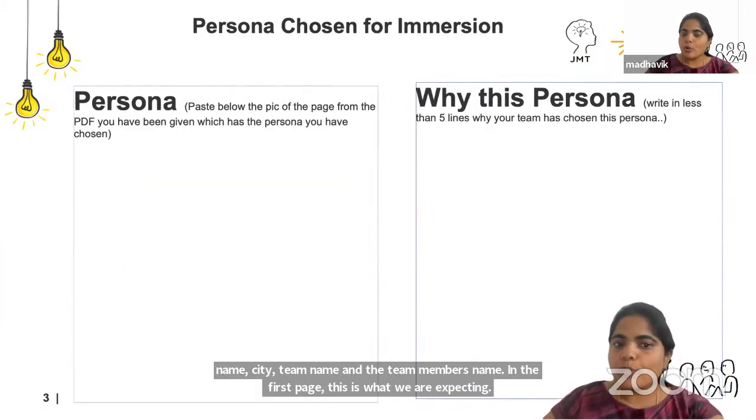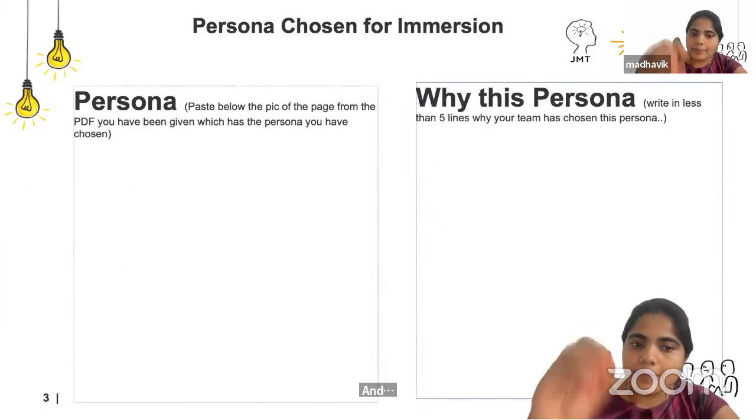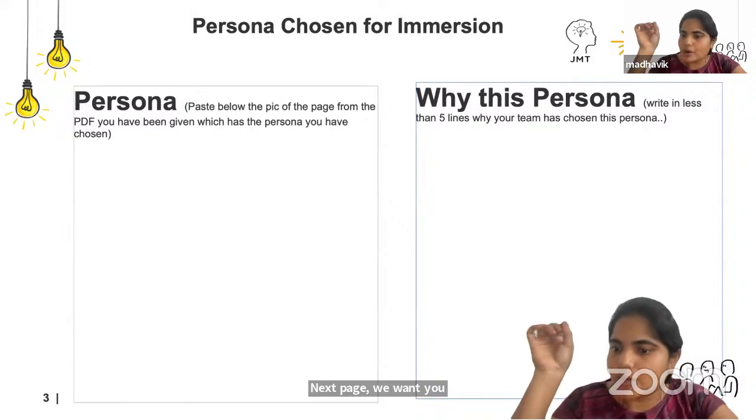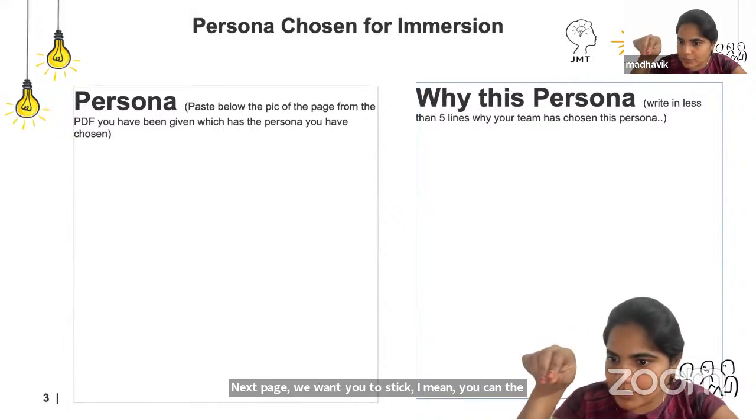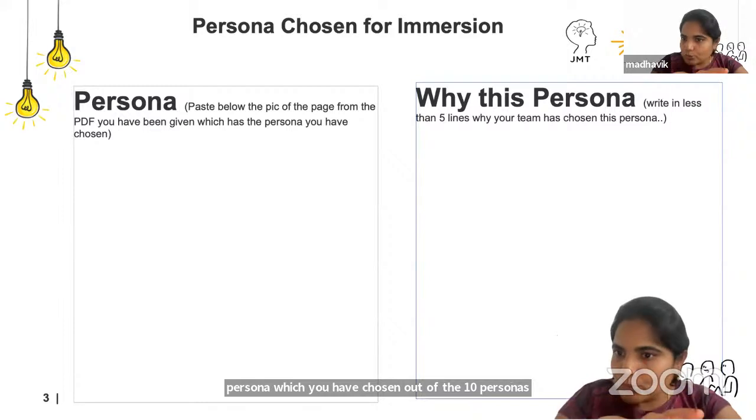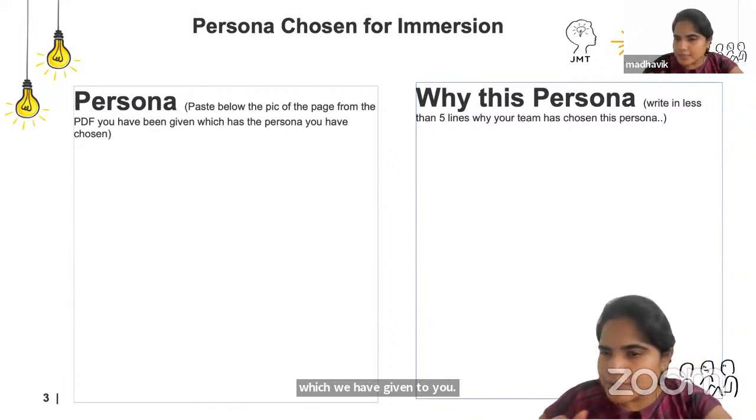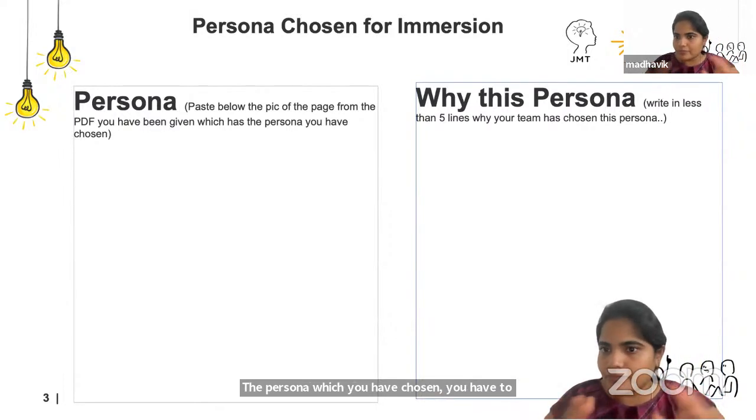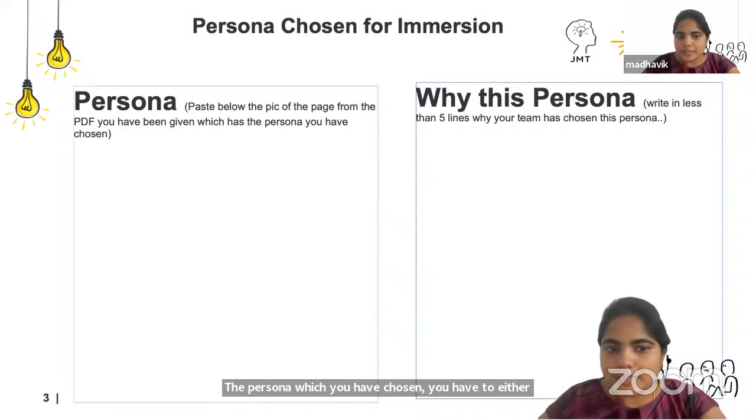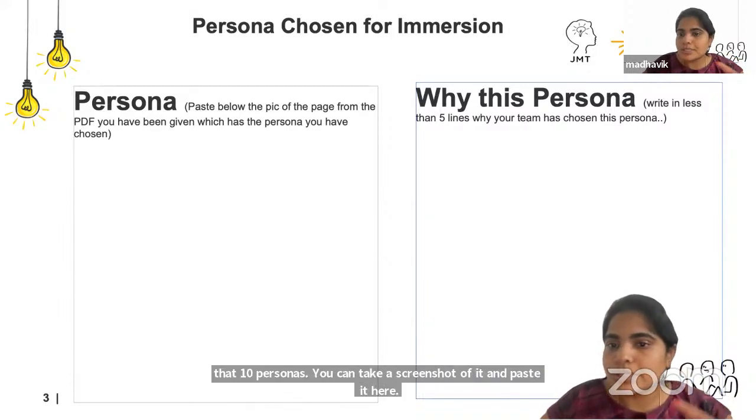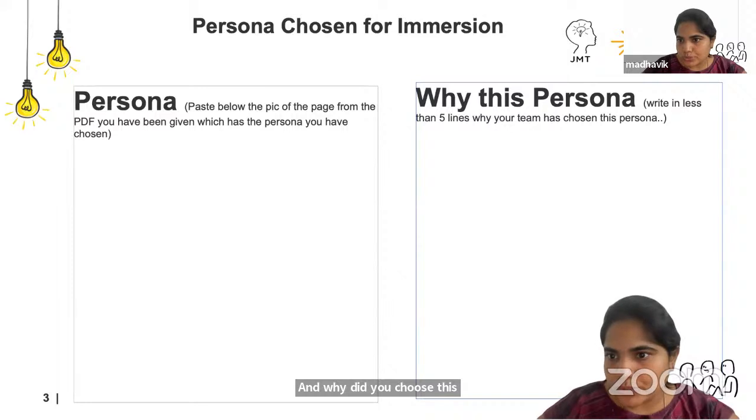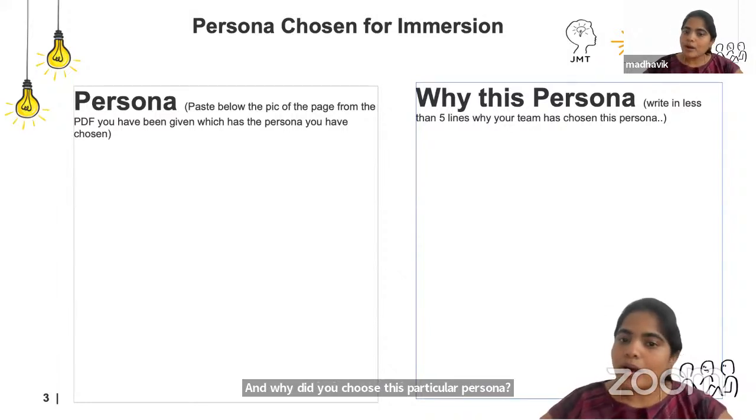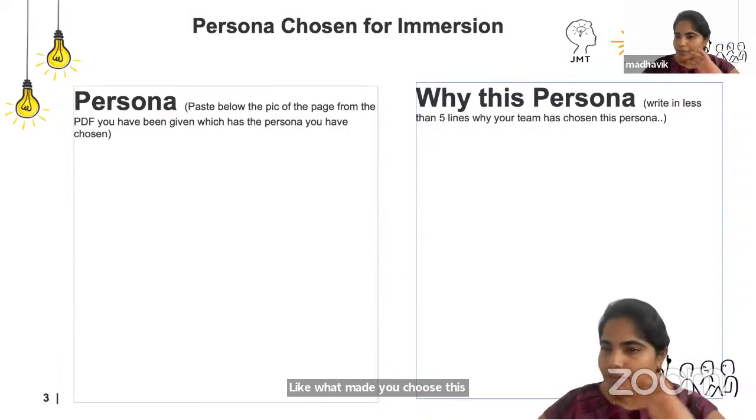On the next page, we want you to put the persona which you have chosen out of the 10 personas which we have given to you. You can take a screenshot of it and paste it here. And why did you choose this particular persona? What made you choose this persona? You have to write in your own words within 5 lines.